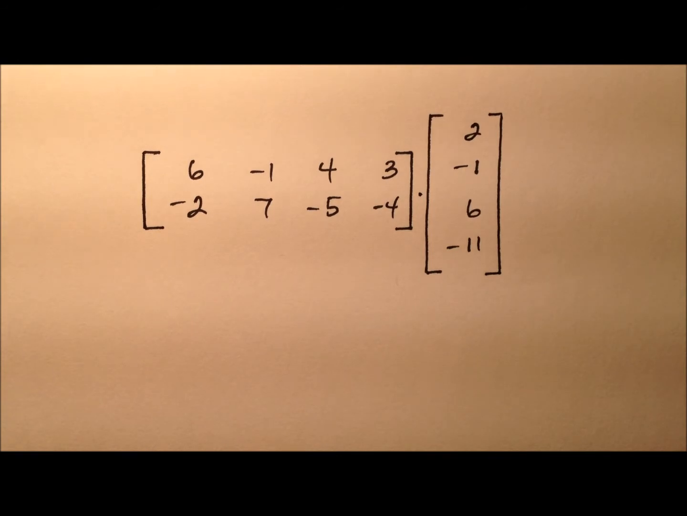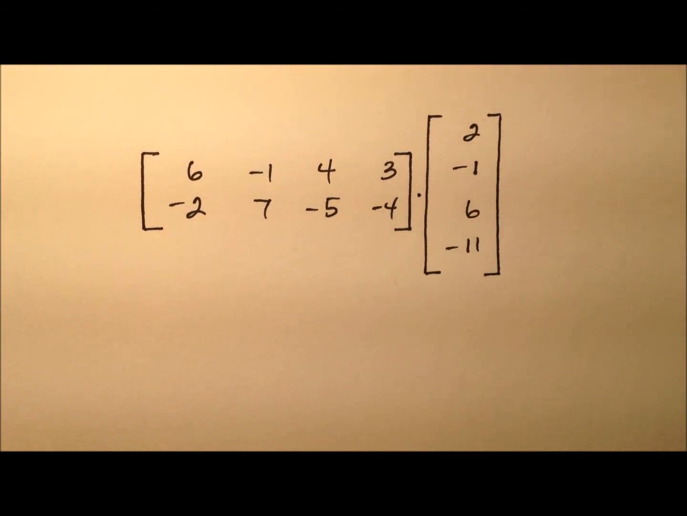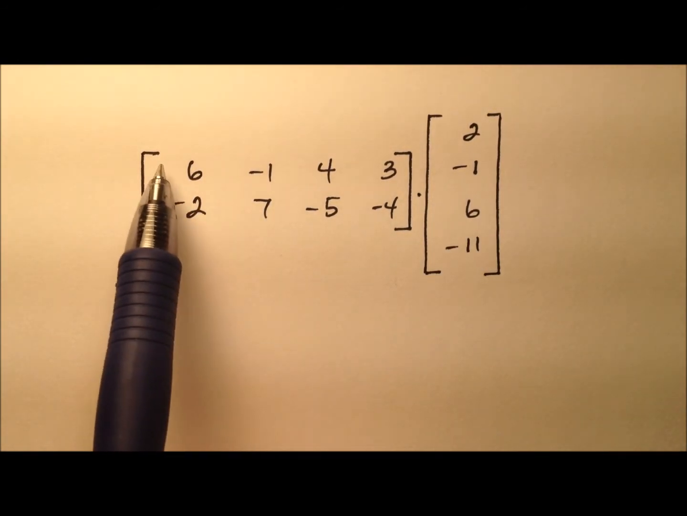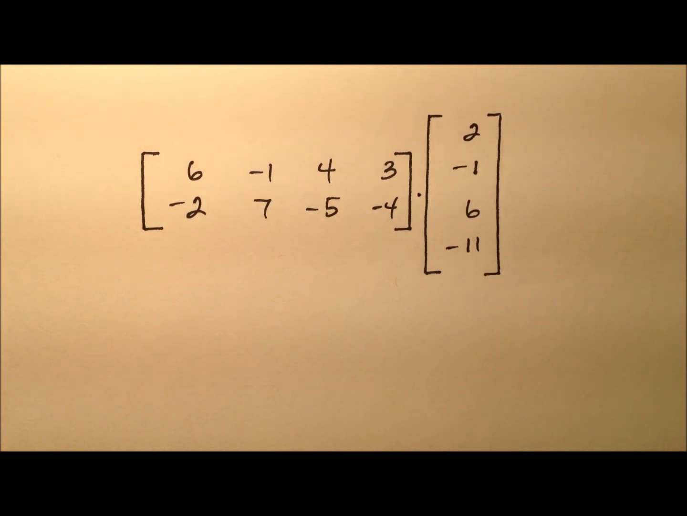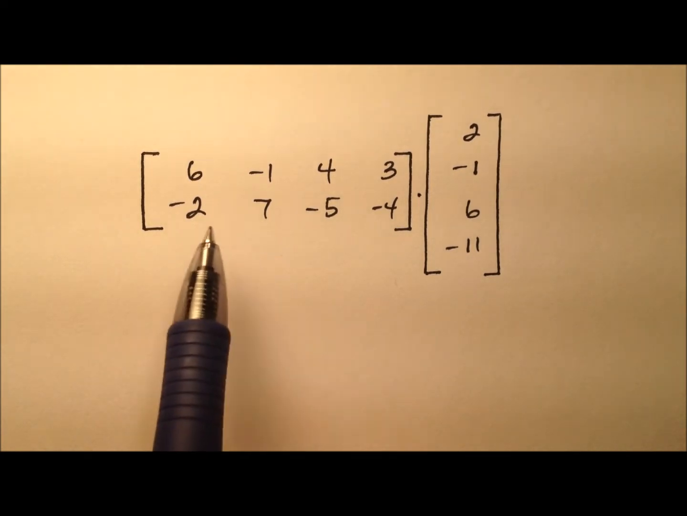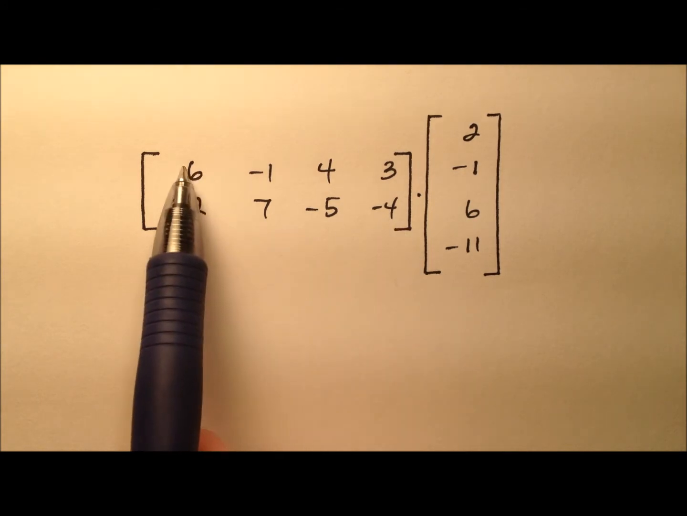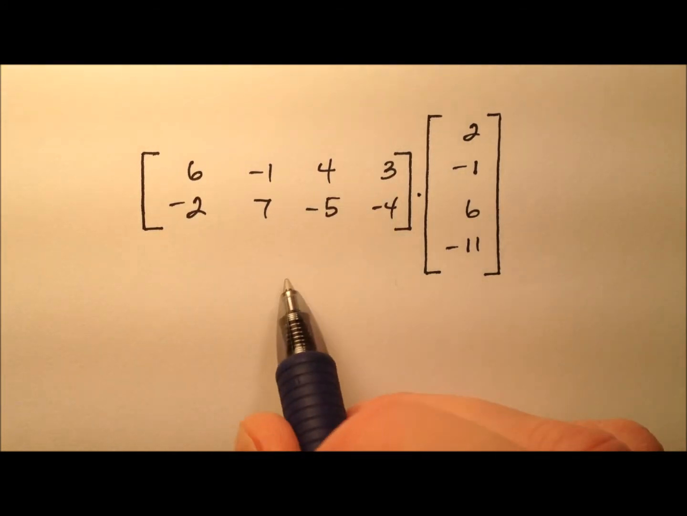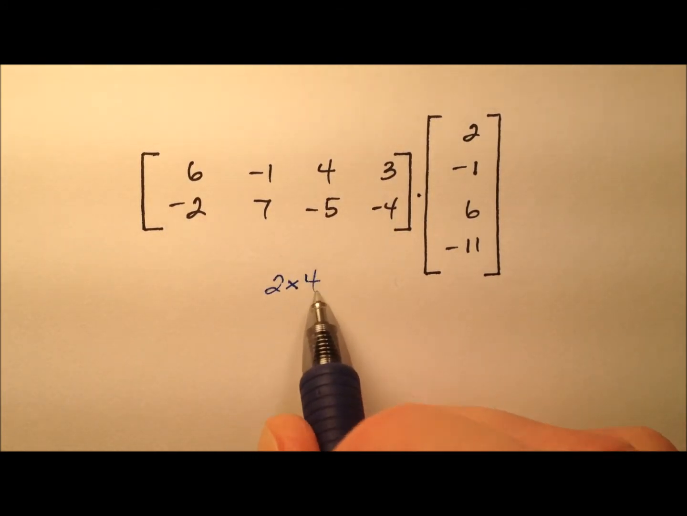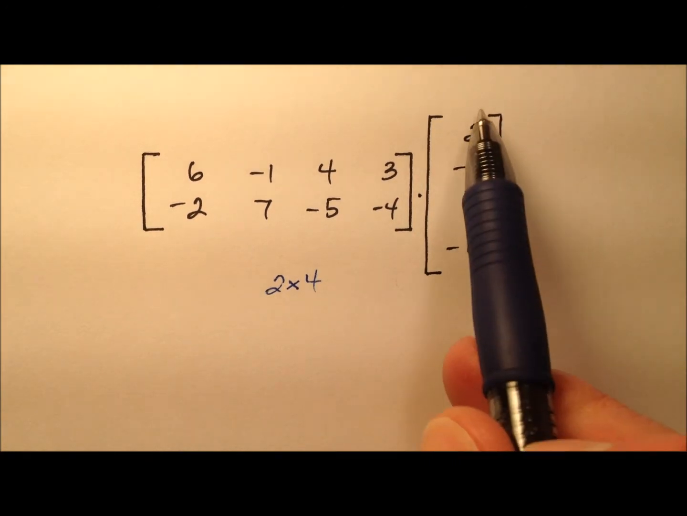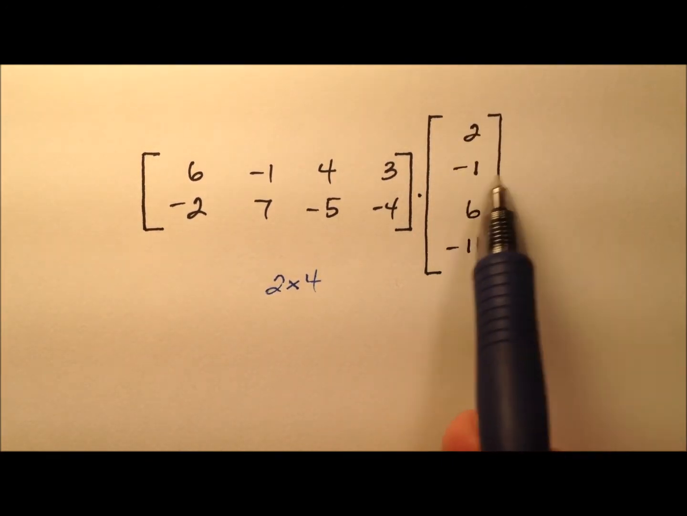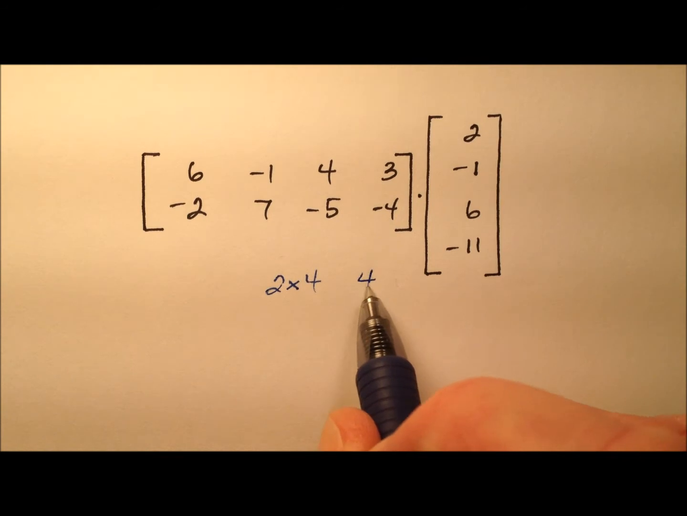In this example, we're going to look to multiply these two matrices together. So before we can get right to the multiplication, we need to first inspect the dimensions of each of these matrices to ensure that they have the appropriate relationship. So this first matrix has 2 rows and 4 columns, so 2 by 4. And the second matrix here is a single column, but we do have 4 rows, so 4 by 1.